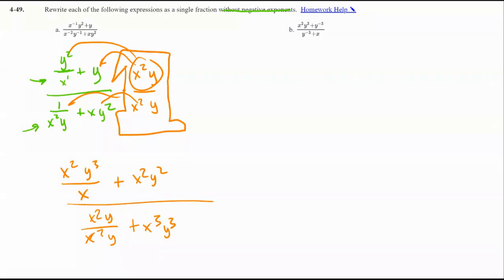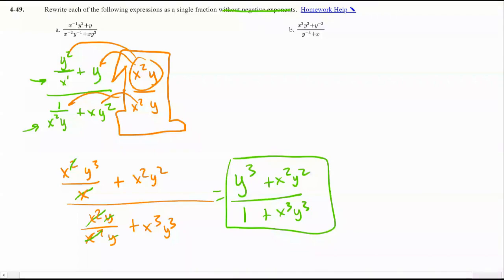Now, when I'm canceling, this x takes away the squared. This x squared and this y will leave me with just 1. So my final answer for this one is y cubed plus x squared y squared over 1 plus x cubed y cubed. Now I have a single fraction with no negative exponents.